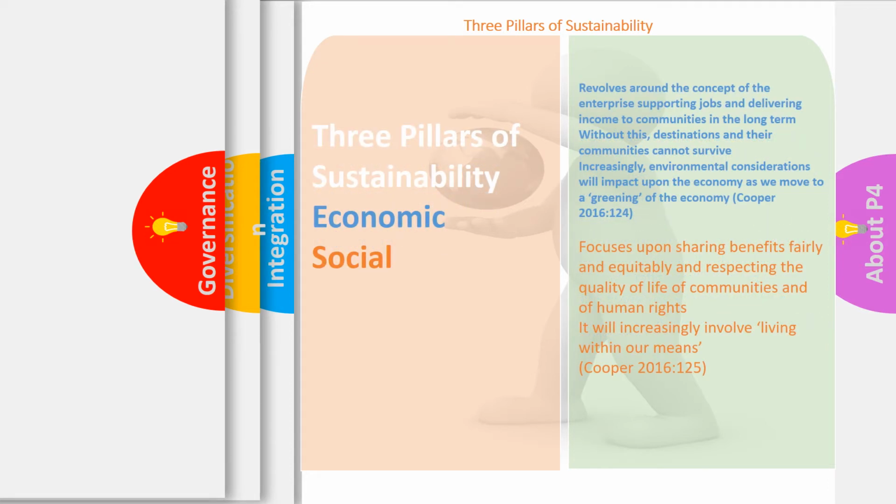From a social perspective, this focuses on sharing benefits fairly and equitably, and respecting the quality of life of communities, of human rights. It will increasingly involve living within our means. Again, from a social perspective, who are the people that are being employed in this industry? Are they being treated fairly? Are they being paid the minimum wage? And even from a social perspective, what about the communities?